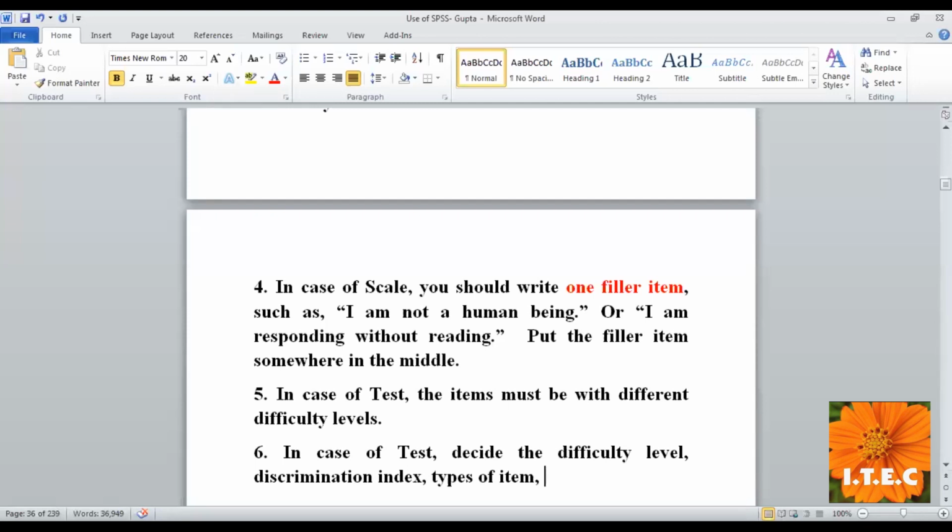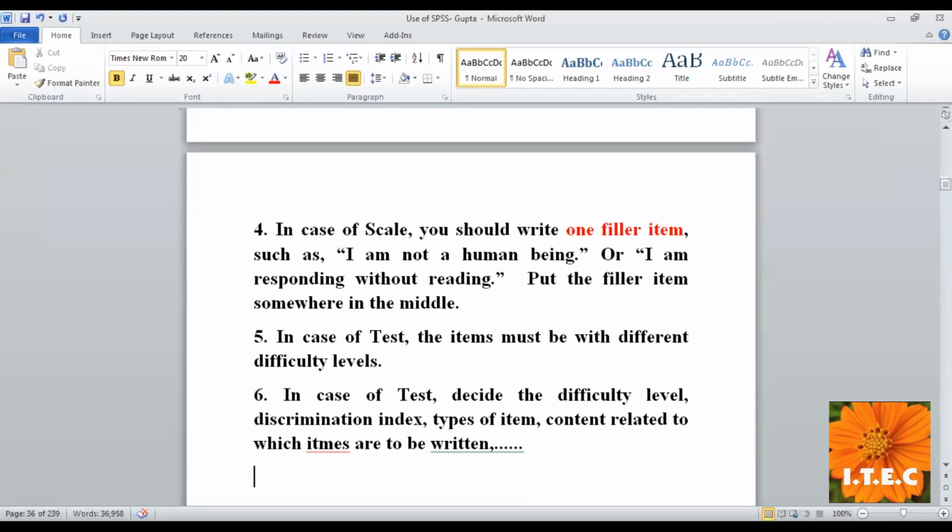Then you have to decide the content related to which items are to be written. So these are the things which you have to take into consideration while writing the item for the test.